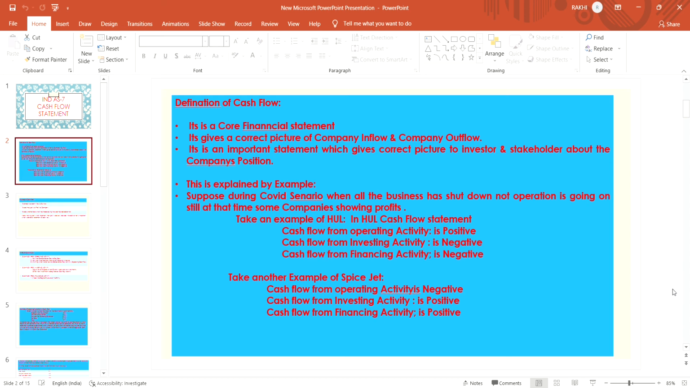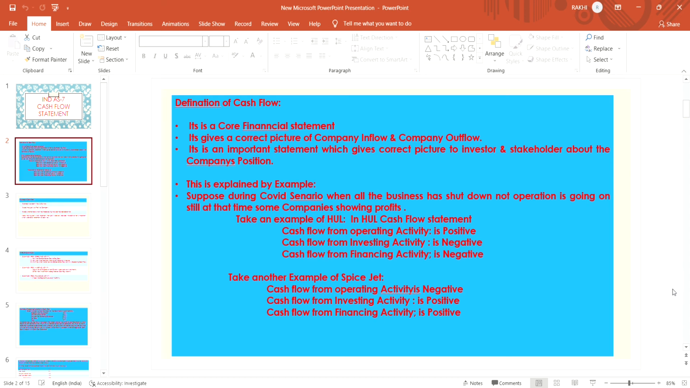They are earning income from operating activity, they are investing in investing activity, and they are also paying repayments of the loans they had taken. So that was the position of HUL at the time of the COVID scenario. It's a good position. You are earning from operating activity, you are investing somewhere, and you are also repaying loans.